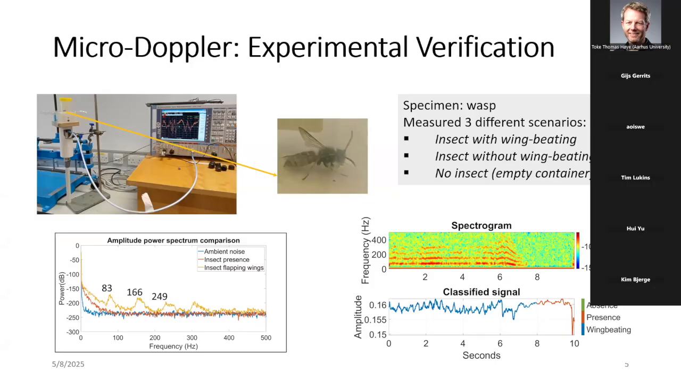The first figure shows a power spectrum comparison of different scenarios: when the insect is not present, when it is present, and when the insect is flapping its wings. Because of the periodic motion of the wing flapping, there are harmonic peaks in the power spectrum. And in the spectrogram, for the first 7 seconds, the insect is flapping its wings, and there are some patterns in those first 7 seconds.